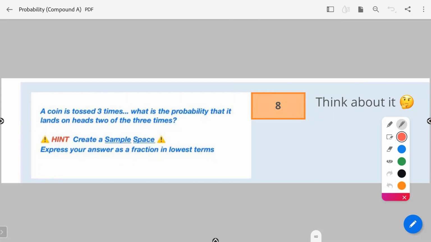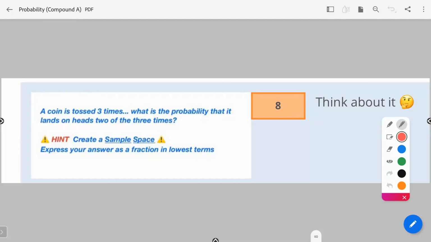Right now, we are talking about sample space, and our problem scenario is that you're taking a coin and tossing it 3 times, and you want to know what is the probability that it lands on heads 2 of the 3 times. And they tell us in this example, we're going to create the sample space. This is the best way to do the problem.